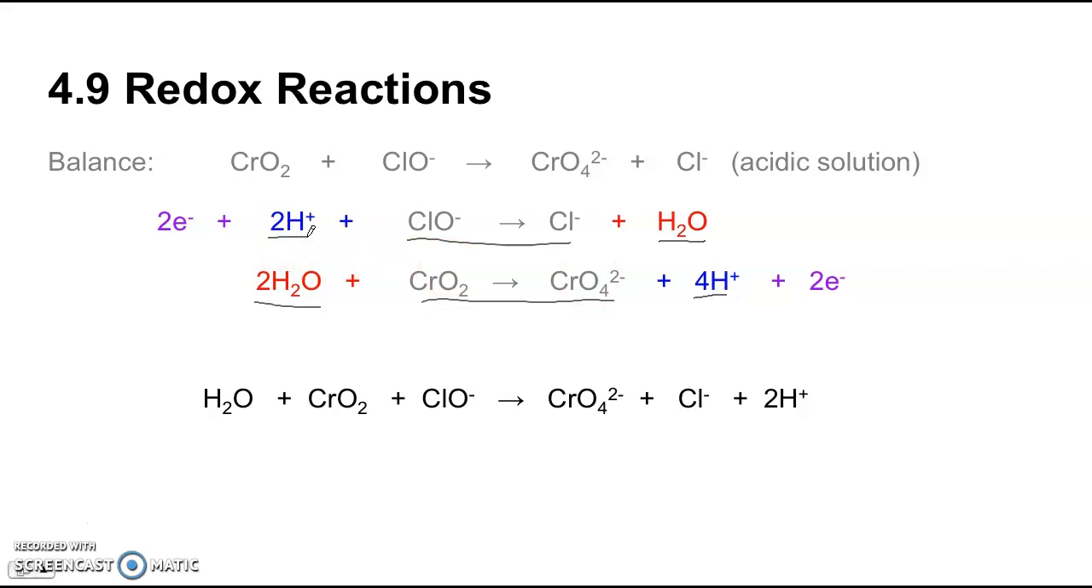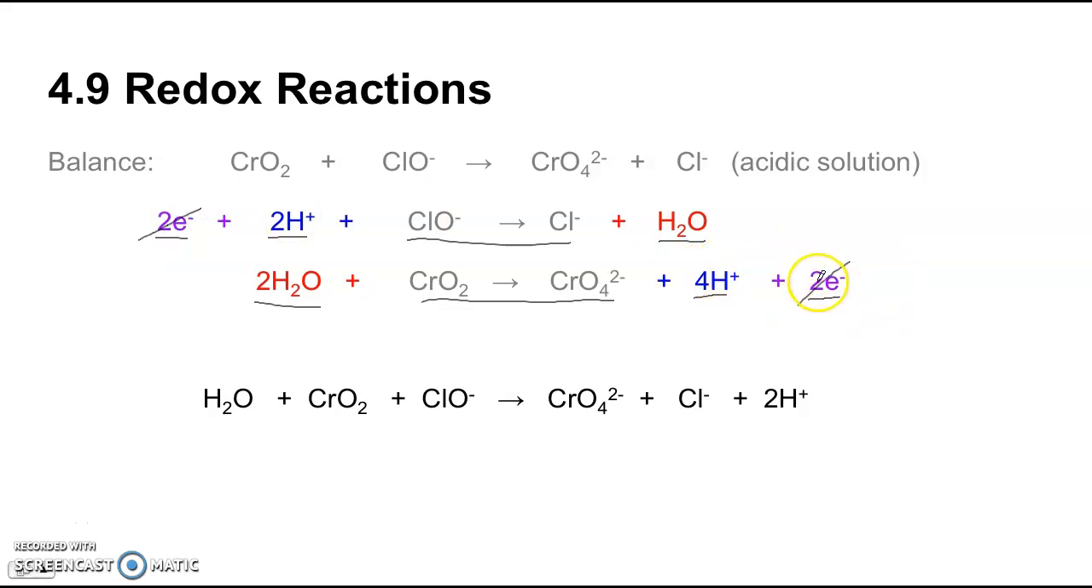Then the last step for each half is to balance the charge. So you add electrons to the side that's more positive to make the charges equal. In this case, we have to add 2 electrons on the left for this half and 2 electrons on the right for that half. And then finally, you put the two halves together. Now, before you put the two halves together, the electrons have to cancel out. In this case, the electrons are equal. There are 2 electrons on each side. Since they're on opposite sides, we cancel them out. So the electrons have to cancel.